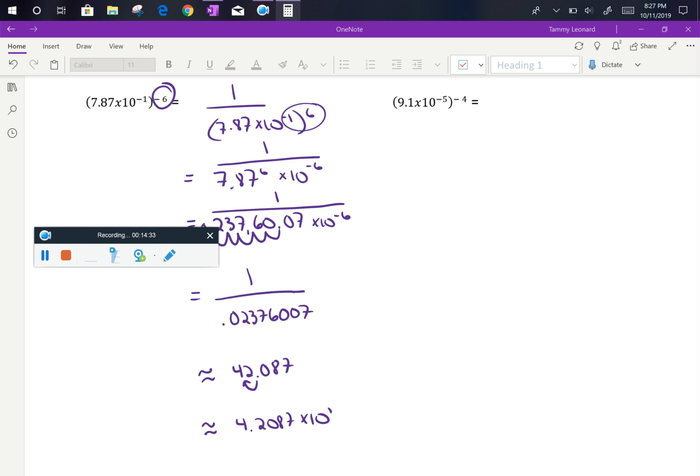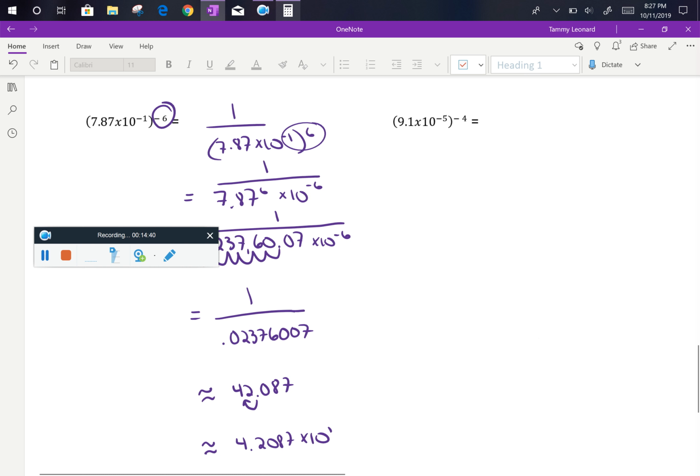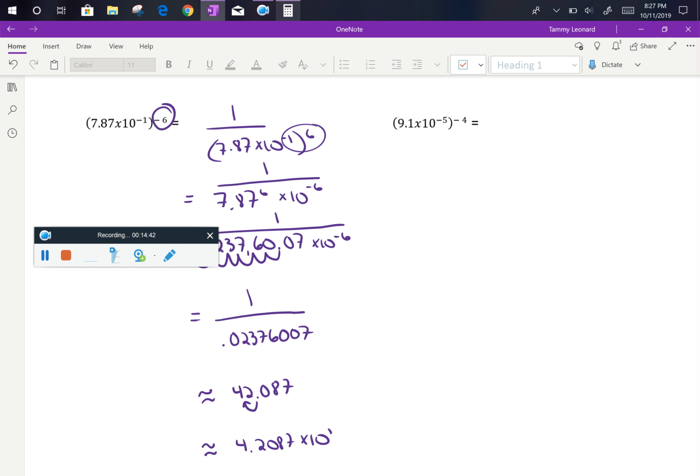Last problem. We have 9.1 times 10 to the negative 5th, and that's being raised to the negative 4th. And I'm actually going to show you a slightly different way to do the problem this time so that you can choose between the way we did the last problem and the way I'm going to do this one. If I apply this exponent to each term, I would have 9.1 to the negative 4th times 10 to the negative fifth to the negative fourth. Now on the power of 10, we know that when you raise a power to a power, you multiply the powers. So this is 10 to the 20th.